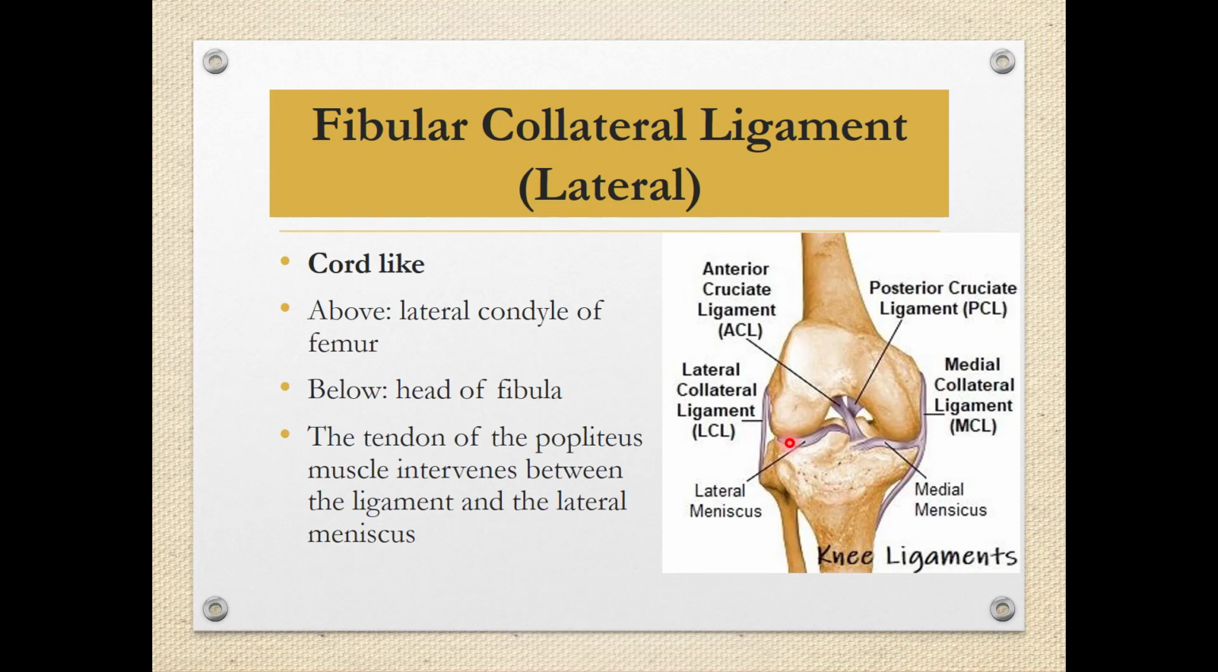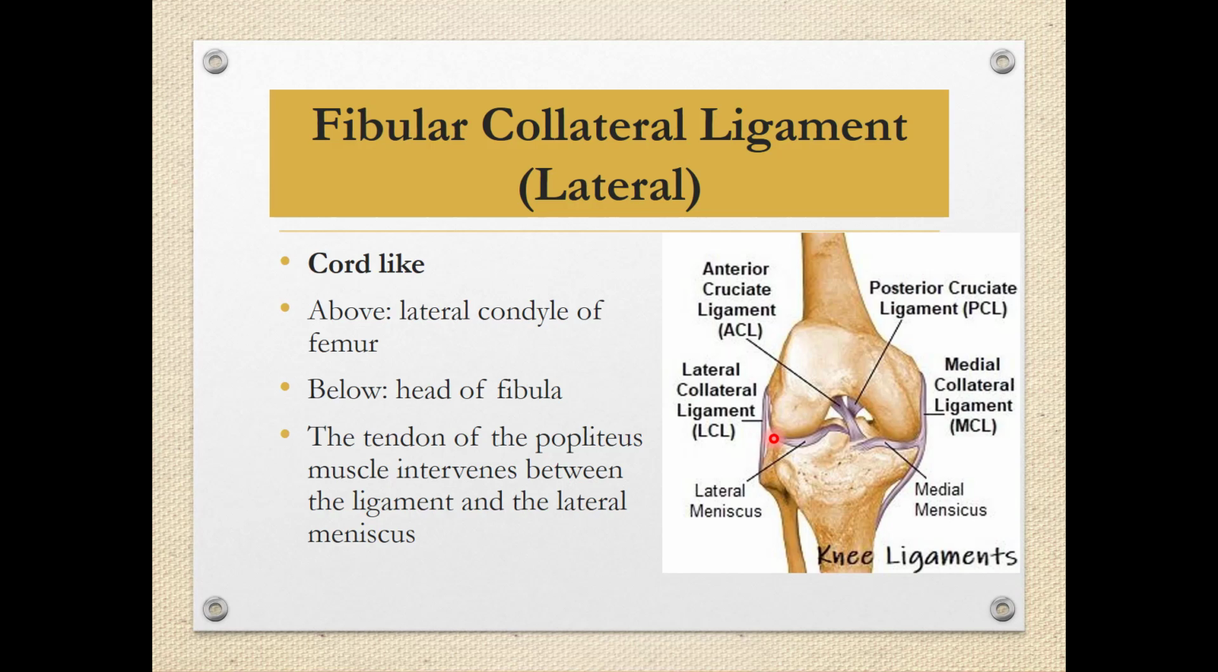Now the fibular collateral ligament, or the lateral collateral ligament. See here, it is not a flat band, it is cord-like. Above it is attached to the lateral condyle of the femur because it is present on the lateral side, and below, because on the lateral side we have the fibula, it is attached to the head of the fibula. The tendon of the popliteus muscle intervenes between the ligament and the lateral meniscus. I have told you earlier that there is a gap between the lateral collateral ligament and the lateral meniscus. So here there will be the popliteus muscle.